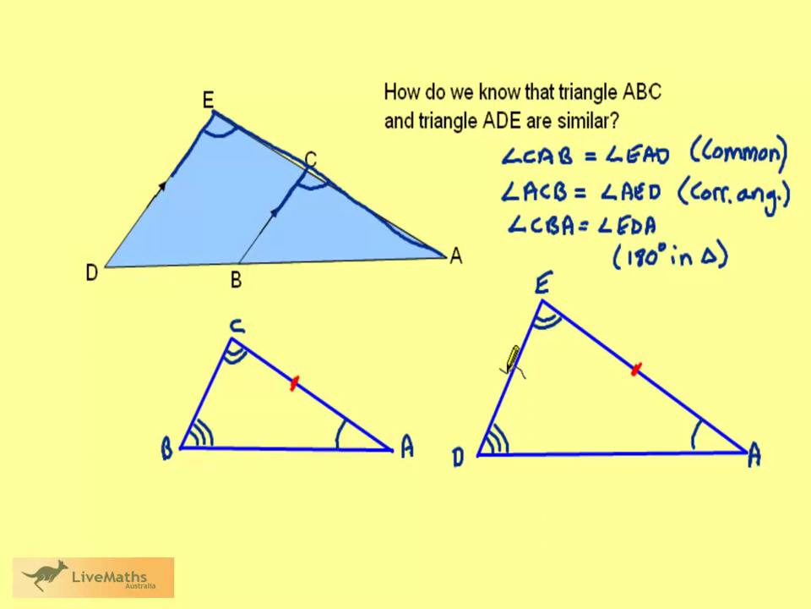The same is true for ED and CB. In this case, they go between the double marked angle and the triple marked angle. And the same is also true of AB and AD. In this case, they go between the single marked angle and the triple marked angle.